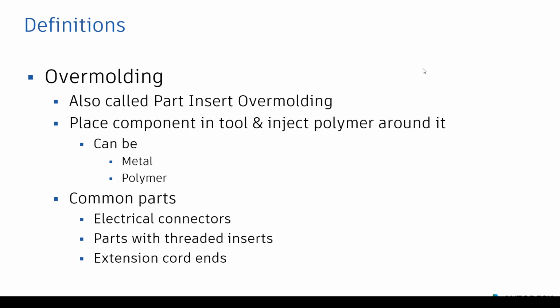So what is the definition all about? It's also known as overmolding, also called part insert overmolding, where the tool insert could be of metal or could be of polymer. Some of the common examples that I like to highlight are electrical connectors, parts with threaded inserts, extension cord ends, and there are a lot of examples in the medical industries as well.